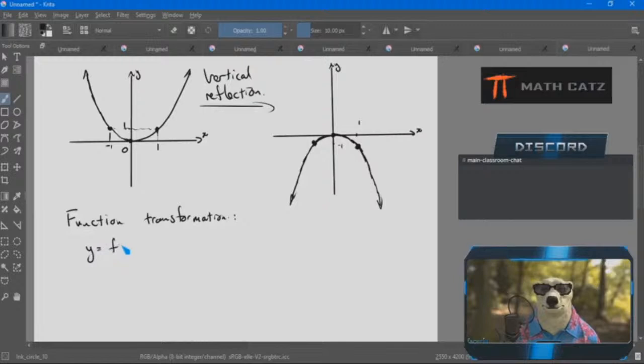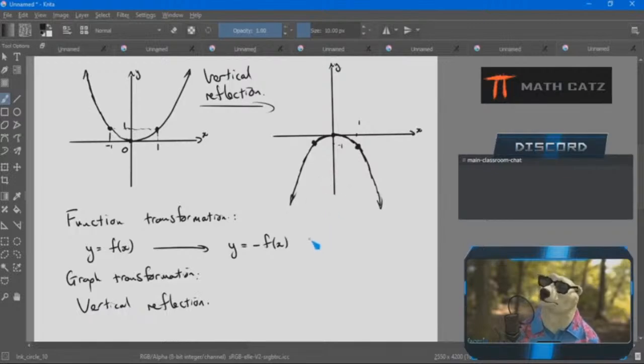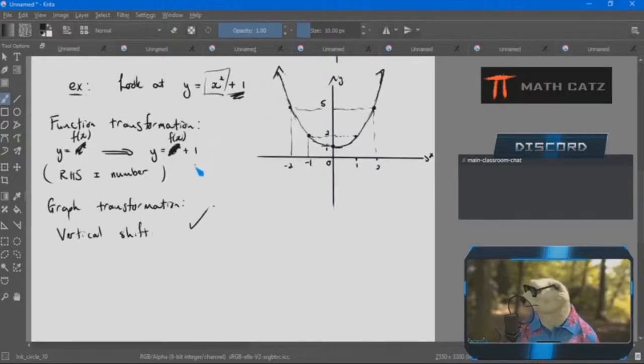So if I have my function, could be x squared, could be something else, I don't know. And that changes to the same, but negative. Then my graph transforms by way of a vertical reflection. Now, the reason I call it a vertical reflection and not a reflection in the x-axis, though you are welcome to, if I look back, we have a lot of tabs open here. Very first one. When I changed the right-hand side by adding or subtracting a number to it, it was a vertical shift.